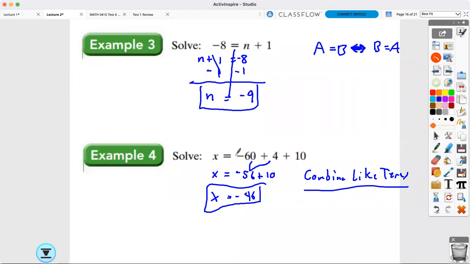So you owe the bank $60, right? And then you deposited 4. So you still owe them 56. I brought down the plus 10. So we still owe the bank $56, but we gave them how much? I gave them $10 because I'm adding to my bank. But that's not enough, I'm still going to owe them $46. So in your calculator or your phone, type in negative 60 plus 4 plus 10, and you should get negative 46.